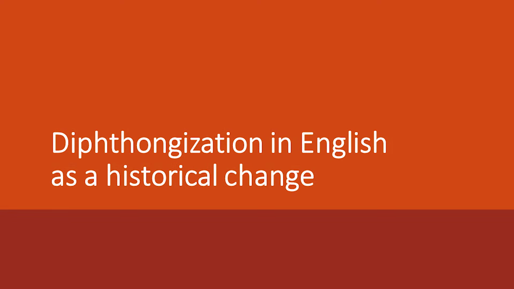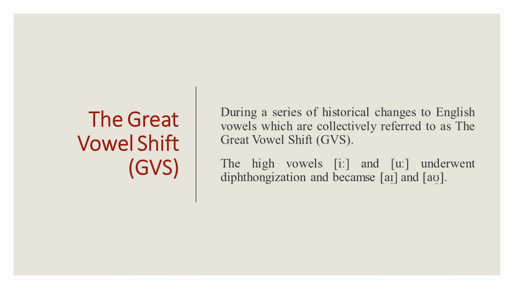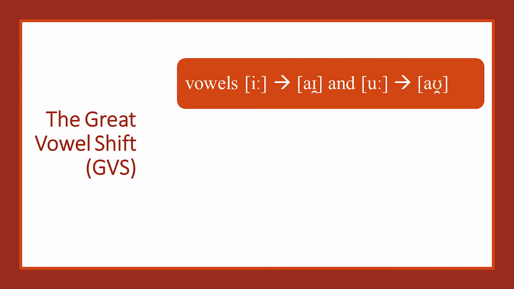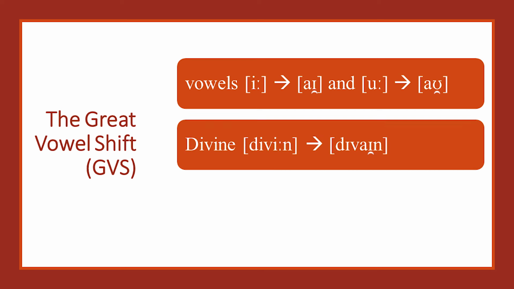A better elaboration of diphthongization in English as a historical change, which means diphthongization as a diachronic process, is what is known as the Great Vowel Shift. During a series of historical changes to the vowels in the English language, which are collectively referred to as the Great Vowel Shift, GVS, the high vowels e and u underwent diphthongization and became I and ow. Examples are words like divine, the second vowel being a long vowel e, divine, it became divine, so the sound e became I.